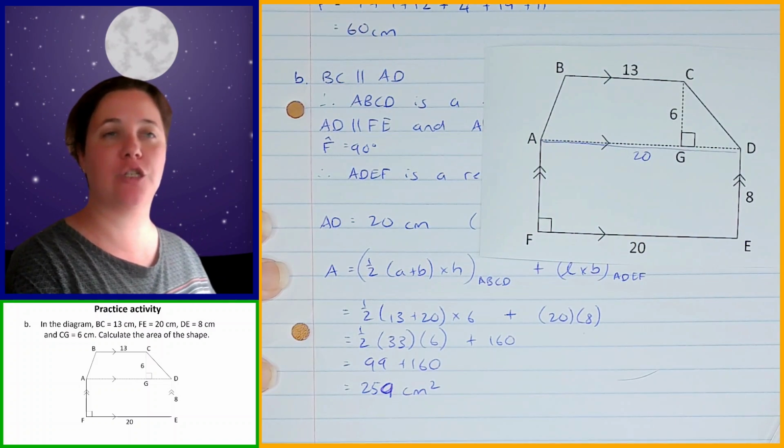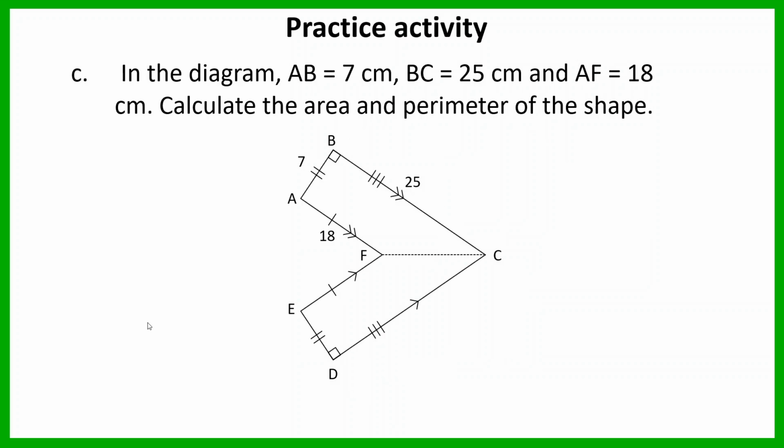Okay, so now let's go on to question C. In question C, you've been told that AB is 7 centimeters, BC is 25 centimeters, and AF is 18 centimeters. And you need to calculate the area and perimeter of this shape. I'm going to give you 5 minutes for this question as well.